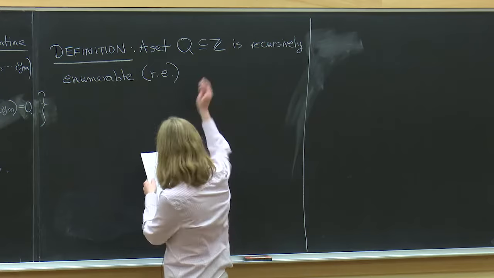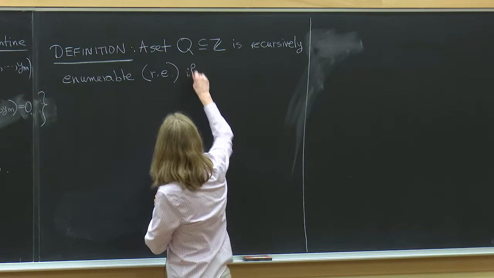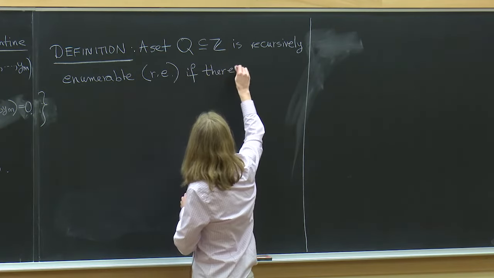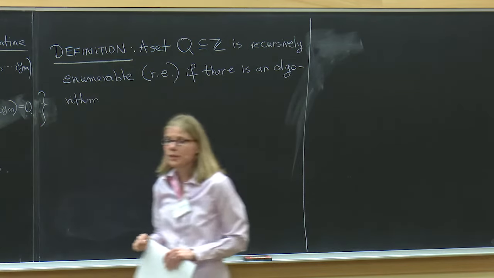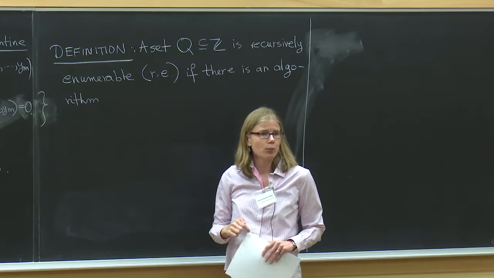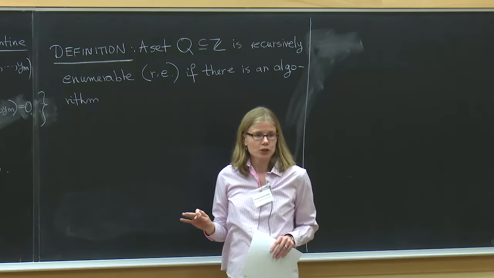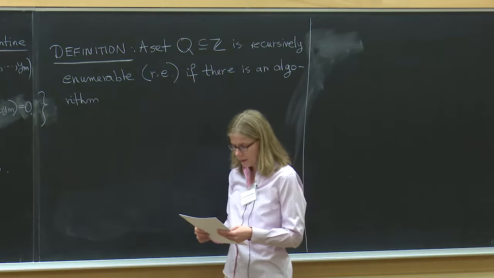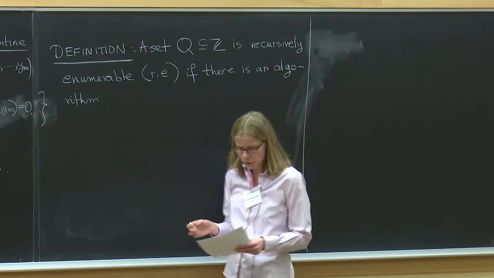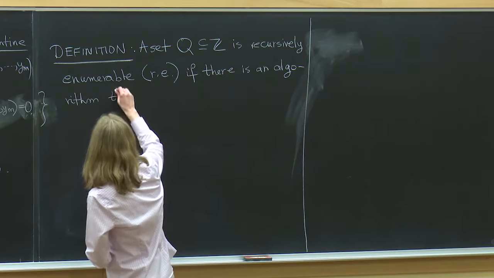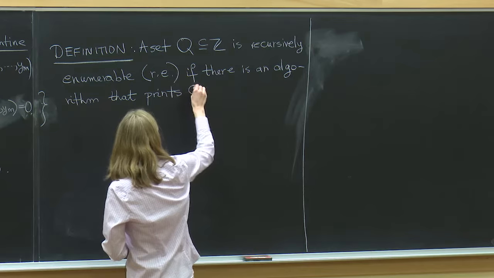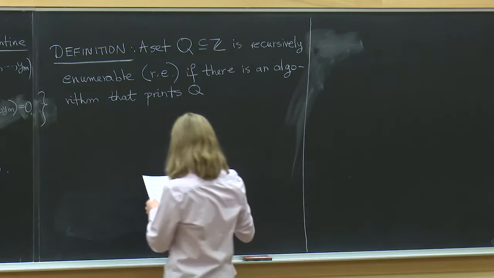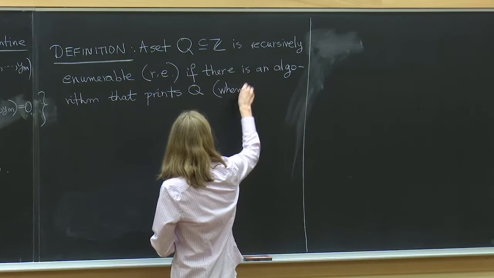So what does it mean? It just means there is an algorithm, and by algorithm I just mean you can think about it as a C program where there are no memory constraints, a finite C program. You can think about it as a Turing machine, if you've heard of those before. All of those are equivalent, and so we want to have an algorithm that prints Q, possibly with repetitions, we don't care about that, when left running forever.